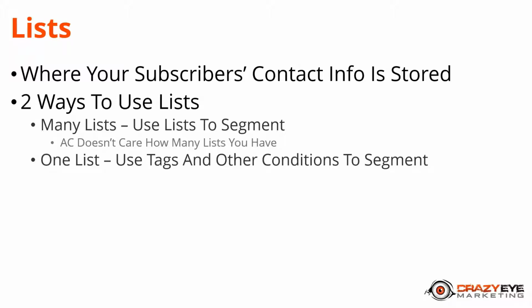The other way to use a list is to have one list and then use tags and other conditions to segment that list. Now this is my recommendation, is to have one list per business. Again, one list per business, and then use tags to segment your subscribers. And that's what I'm actually going to teach in this course, is to have one list and then use tags to segment, trigger automations, and do everything else. I think it's a much cleaner way to keep everything organized and a much better way to run your ActiveCampaign account. So now let's head over to ActiveCampaign and set up a list.